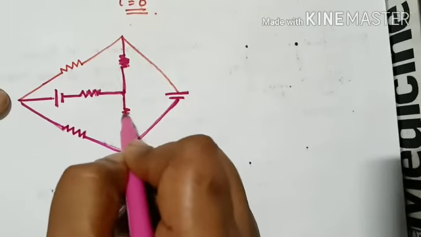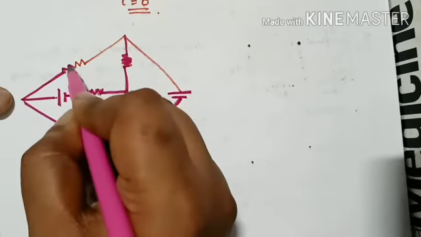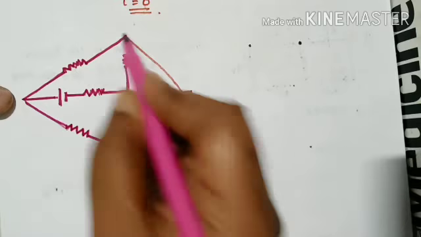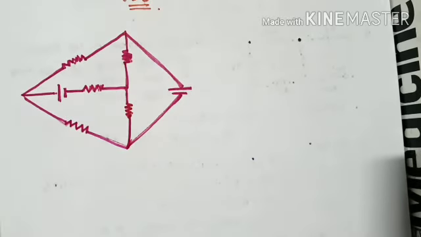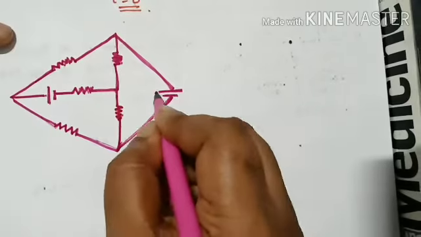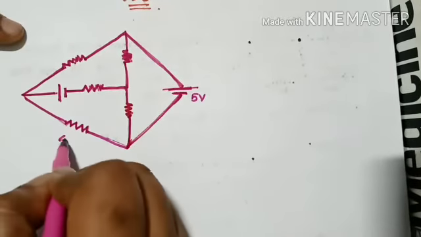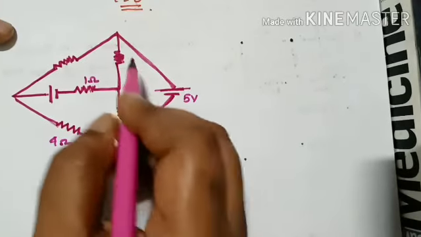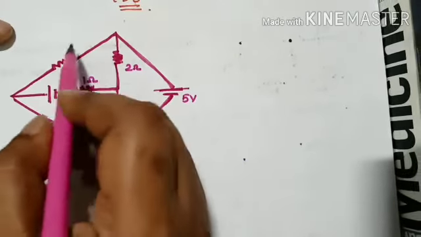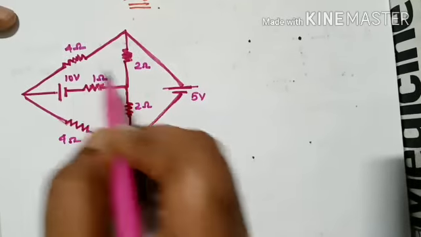Now it looks all bad. Anyways, I hope you understood the circuit. I meant to make it good, but now it looks much worse. Anyways, now let's put in the values. This is 5 volt. This is 4 ohm, this is 2 ohm, this is 1 ohm, this is 2 ohm, this is 4 ohm, and this is given as 10 volt.